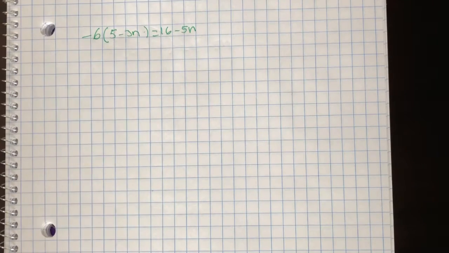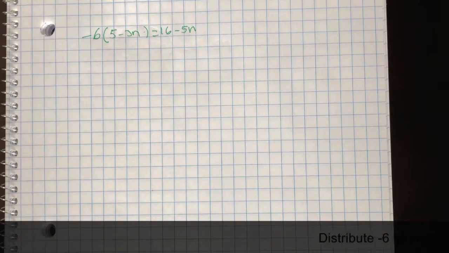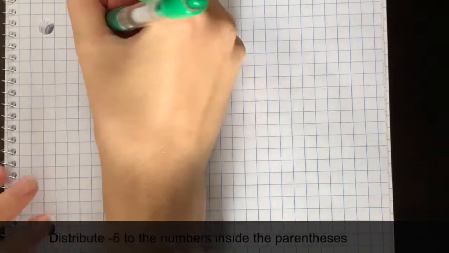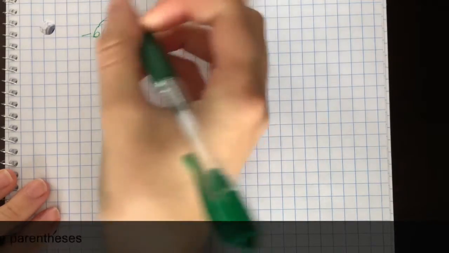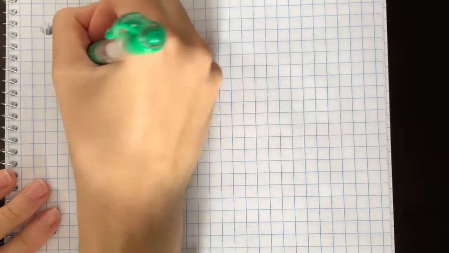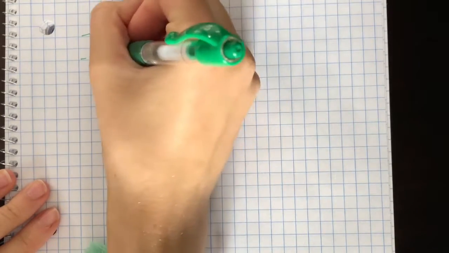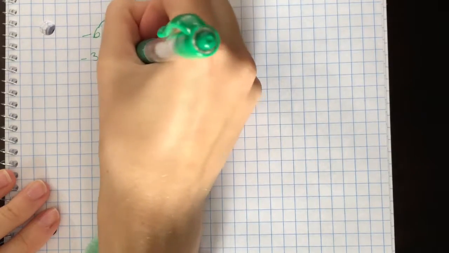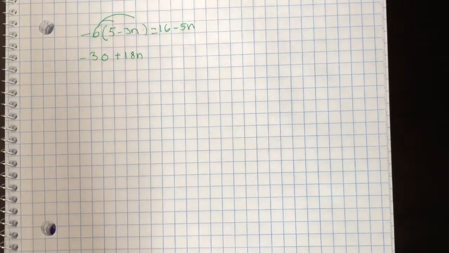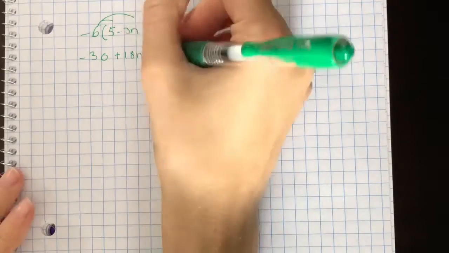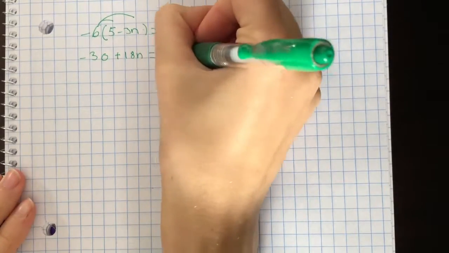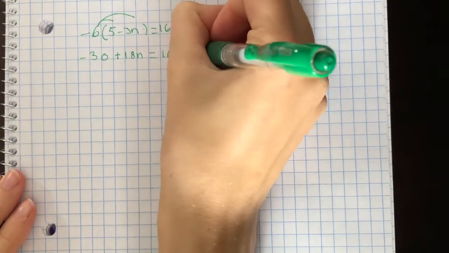In problem 2, we are solving a multi-step equation by solving for the variable. Our first step is to distribute the negative 6 to the numbers inside the parentheses. We then get negative 30 plus 18n, because two negatives make a positive, equals 16 minus 5n.